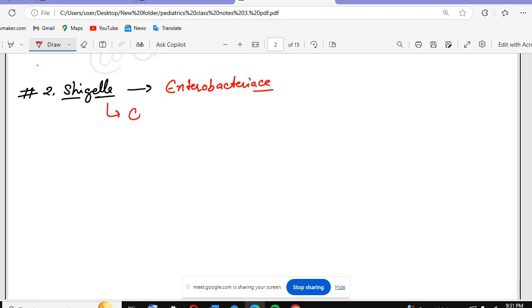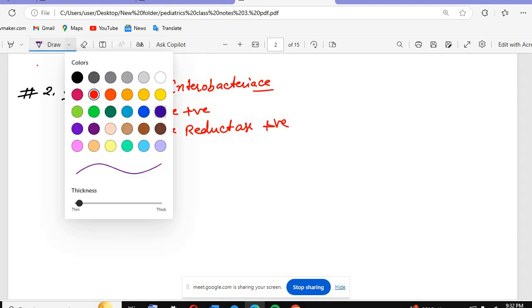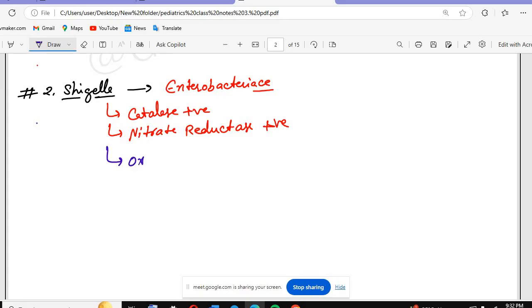They are catalase positive as well as nitrate reductase positive, while they are oxidase negative.